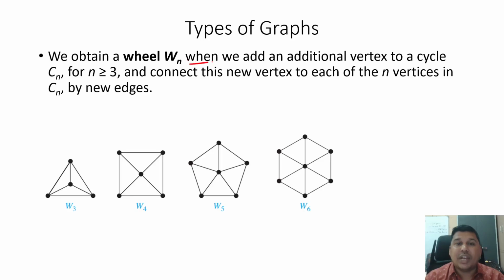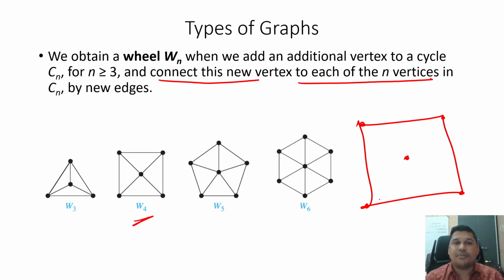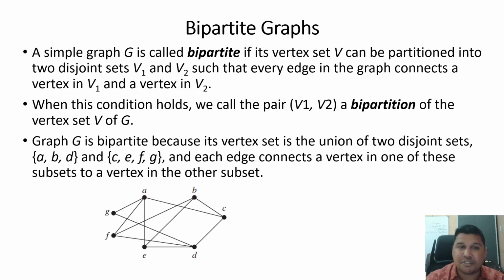So, when we add an additional vertex to a cycle Cn, and connect this new vertex to each of the n existing vertices, then we say it is a wheel graph. See here W4, this is my cycle 4, put one new vertex here and connect it to all the 4 vertices. This forms the wheel graph. So, this is another type of graph, the wheel graph.